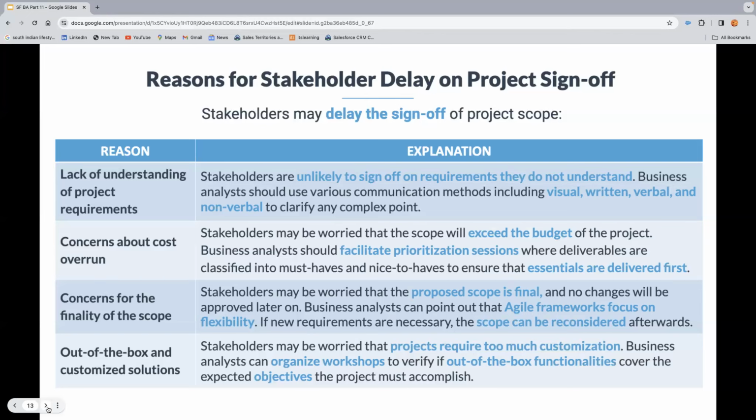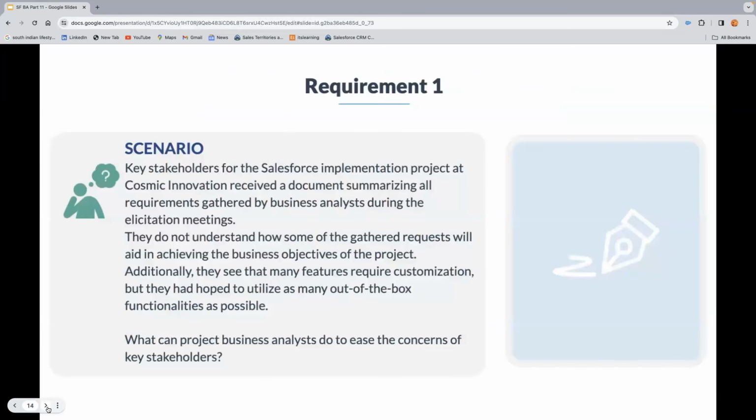Out of the box and customized solutions. Stakeholders may be worried that the project requires too much customization. Business analysts can organize workshops to verify if out of the box functionality covers the expected objectives the project must accomplish.